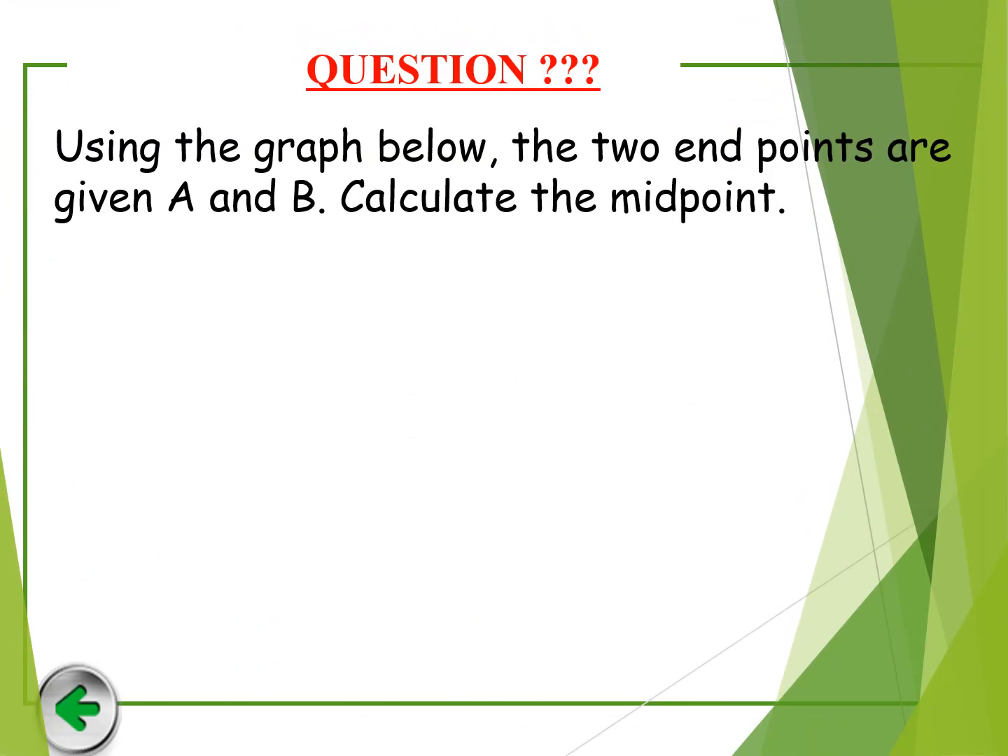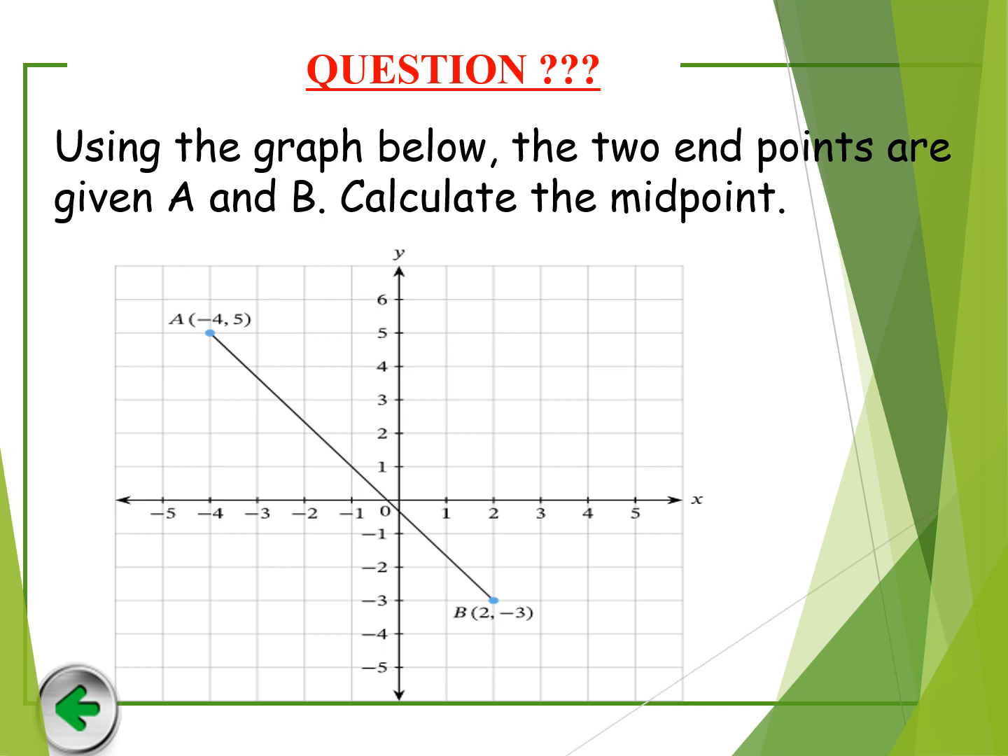Here is your question. Using the graph below, the two endpoints are given, A and B. Calculate the midpoint. So in this case, you were given the coordinates for A, (-4, 5), the coordinates for B, (2, -3), and you're asked to calculate the midpoint. Looking forward to your answers in the comments below.